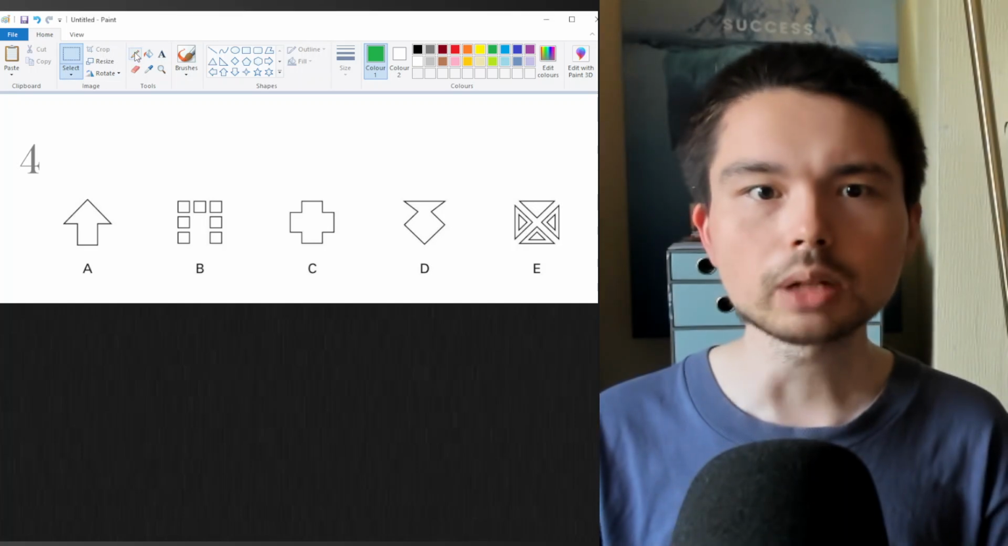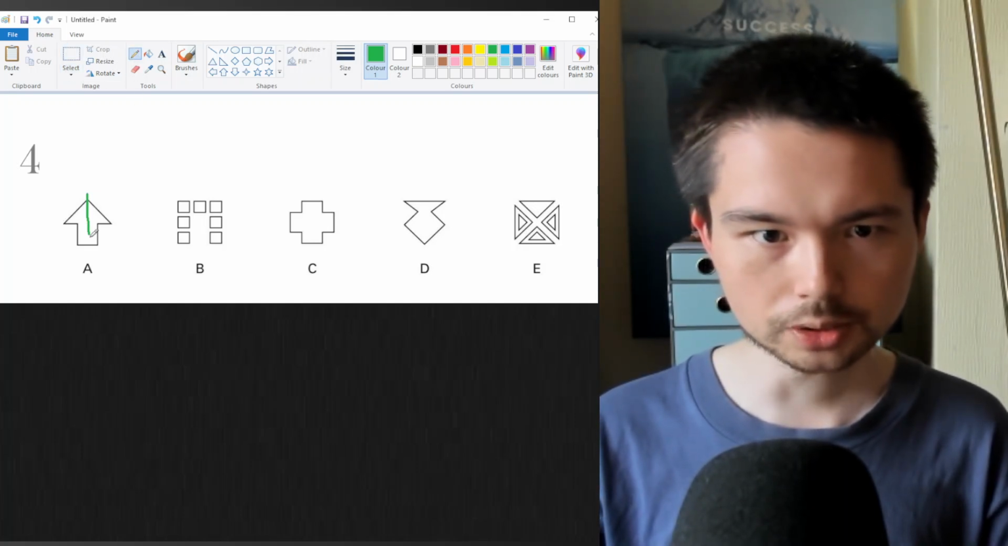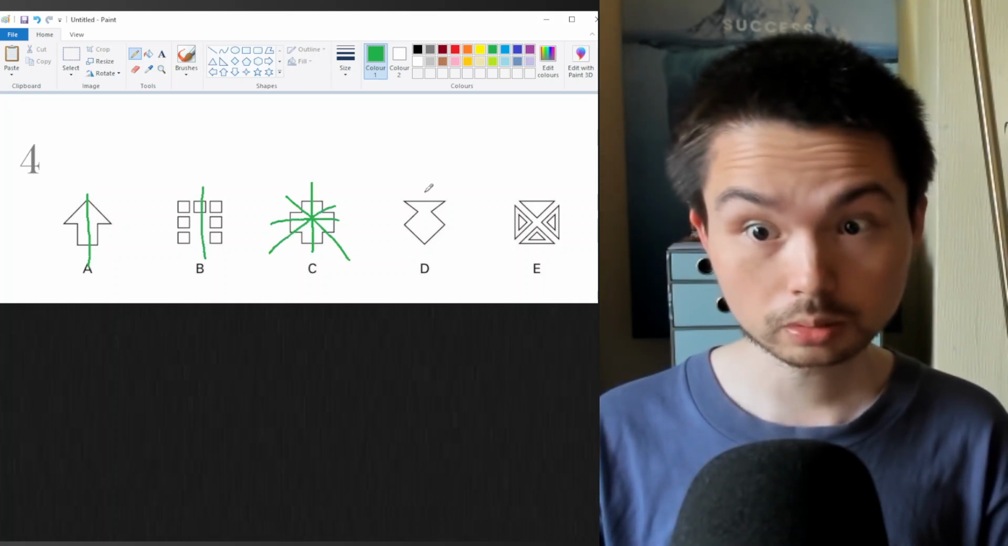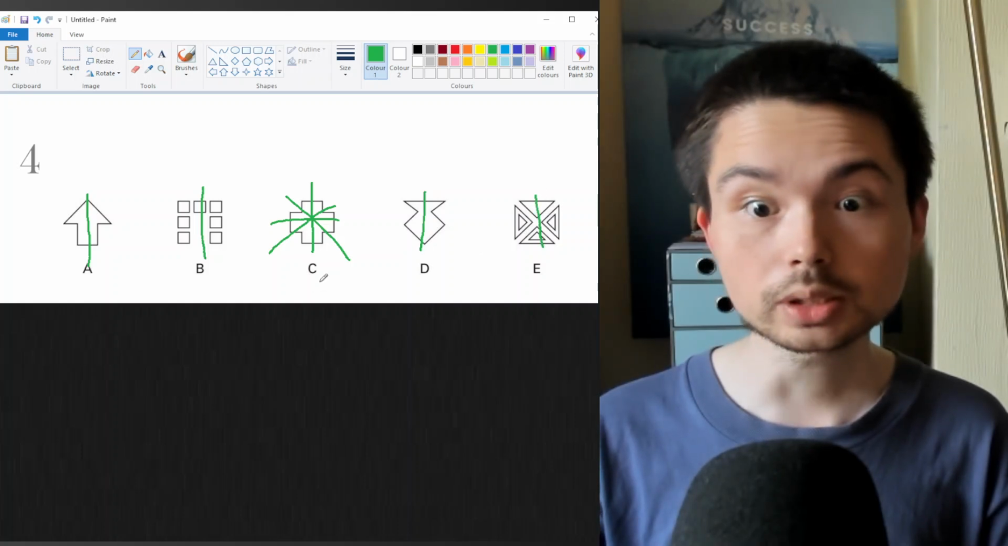Here we go. Right, all of these shapes look pretty random to me. Line of symmetry. Yes, down. Yes. Here there are a few. It's a cross, a plus sign. So 4. Down. So there we go. Looks like C is the answer.